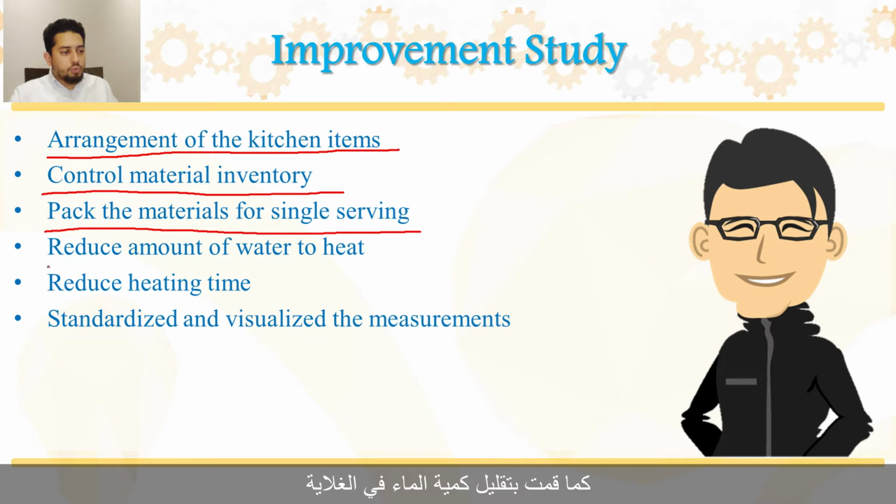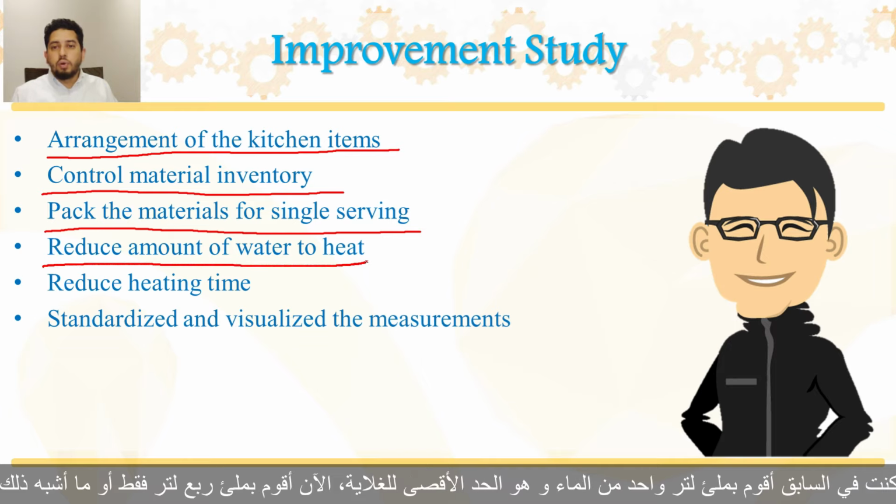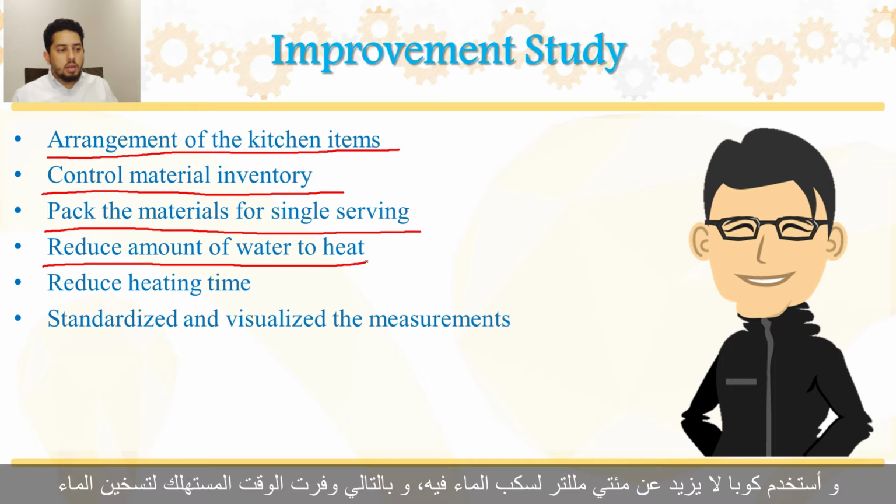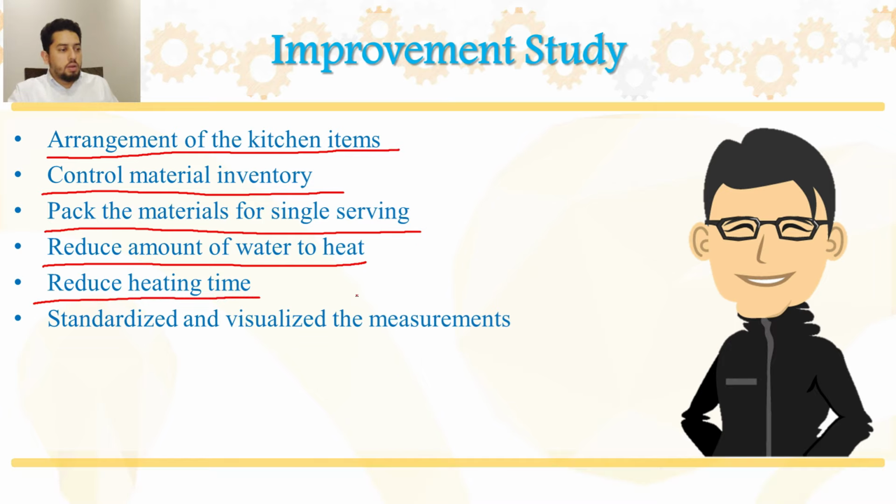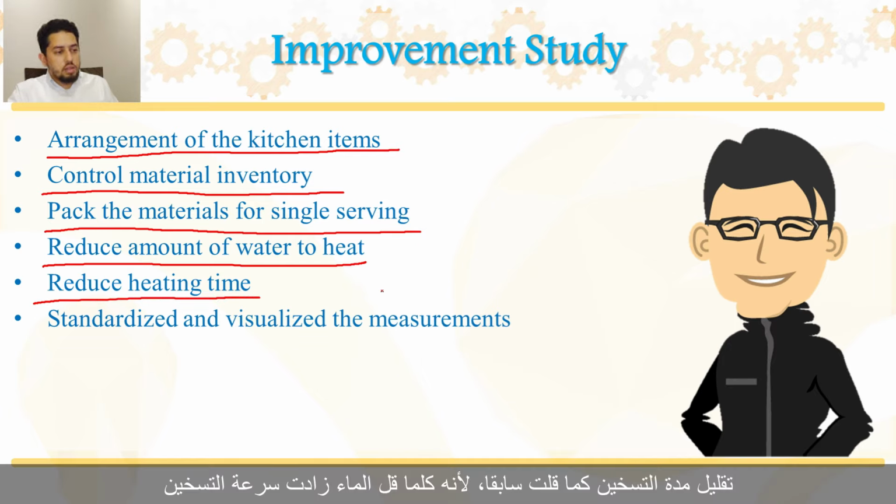I also reduced the amount of water to heat. Before, I used to fill the water boiler around 1 liter, which is the maximum value. But now I fill only a quarter of a liter, which is 250 milliliters at least, something like this. And I pour the water in my cup, which is only 200 milliliters. So I reduce the heating time, as I told you, because when you reduce the water, it will heat faster, so it will be easier for us to finalize the process as soon as we can.